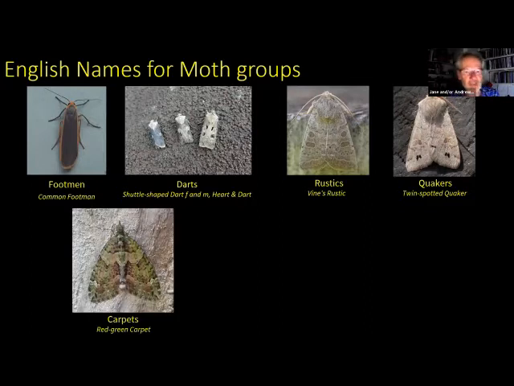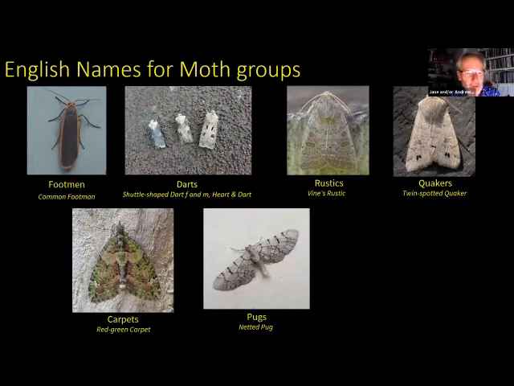Then we have the carpets. A lot of people, when I mention carpet moths, think, oh, these are the ones that eat your carpet. They're not. They all live outside. None of them are the least bit interested in your carpet, but the markings are thought to be like something along the lines of an Axminster or Wilton carpet pattern.